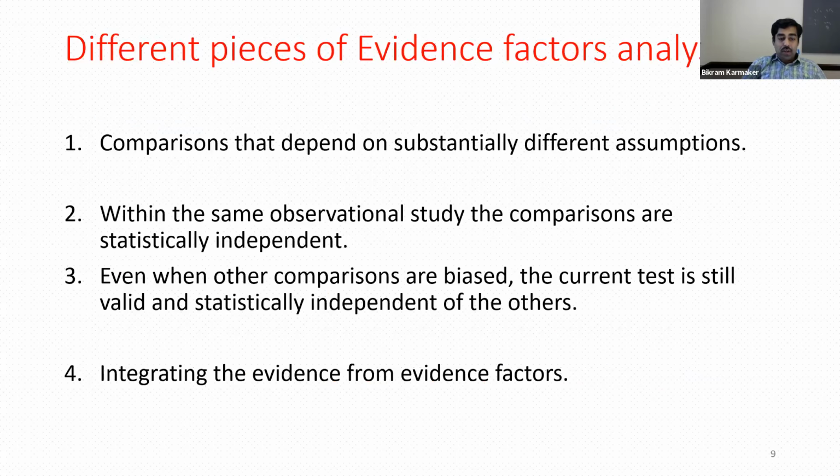Okay. So the evidence factors analysis is going to have 4 pieces, and this slide is going to be my home slide. So I'll be coming back to this slide a few times to walk you through all these 4 points. To begin with, the 4 points are going to be: comparisons that depend on substantially different assumptions, assumptions where one of them might be invalid but that does not essentially invalidate the other assumptions.